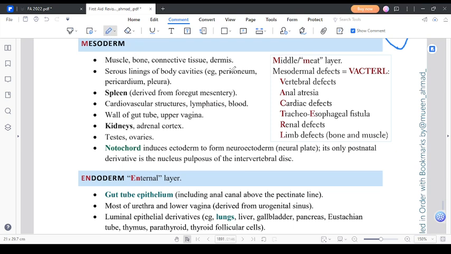So for the mesoderm, the mnemonic is VECTORAL, or you can also use CLEAR TV, as Dr. Nandan says. So: muscle, bone, connective tissue, dermis, serous lining of the body cavities, filled with the peritoneum, pericardium and pleura, spleen derived from the foregut mesentery, cardiovascular structures, lymphatics and blood, wall of the gut tube, upper vagina coming from the mesoderm, then kidneys, adrenal cortex, testes and ovaries. Notochord induces ectoderm to form the neuroectoderm, neural plate. Its only postnatal derivative is the nucleus pulposus of the intervertebral disc.